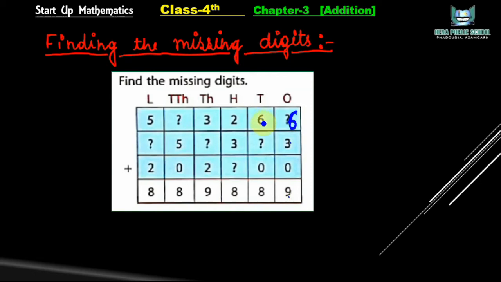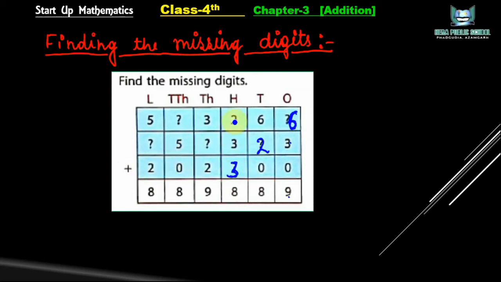6 plus 0 is equal to 6. And which number should be added to 6 to get 8? That number is 2. 6 plus 2 is equal to 8. 3 plus 2 plus 3 is equal to 5. And what number should be added to 5 to get 8? That is 3.